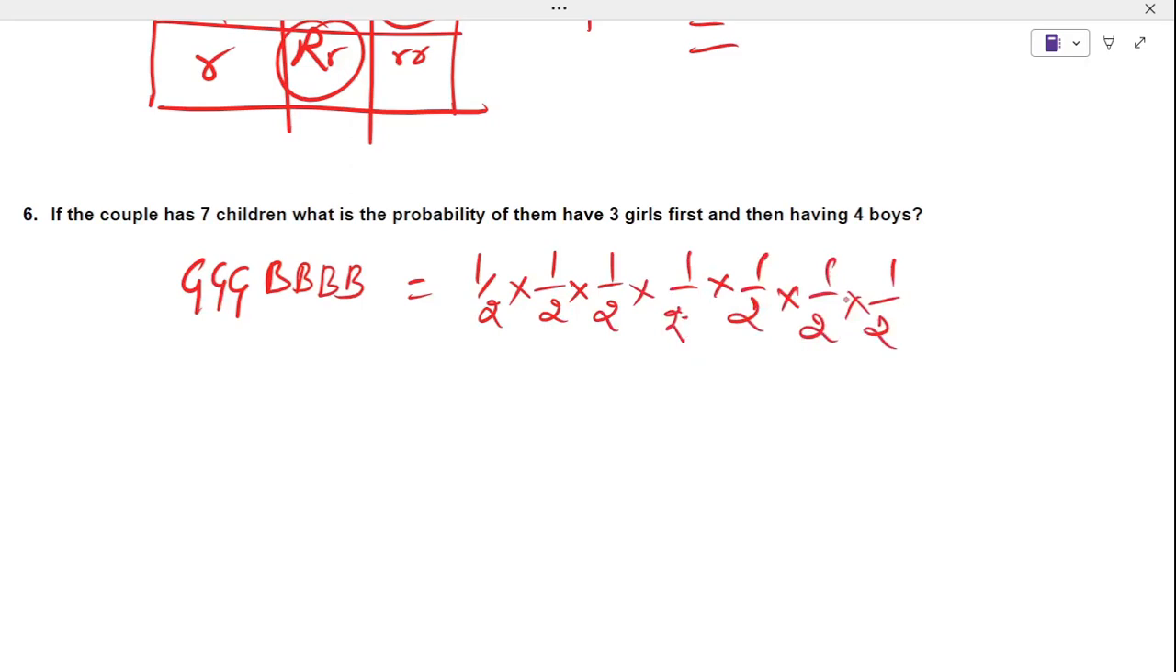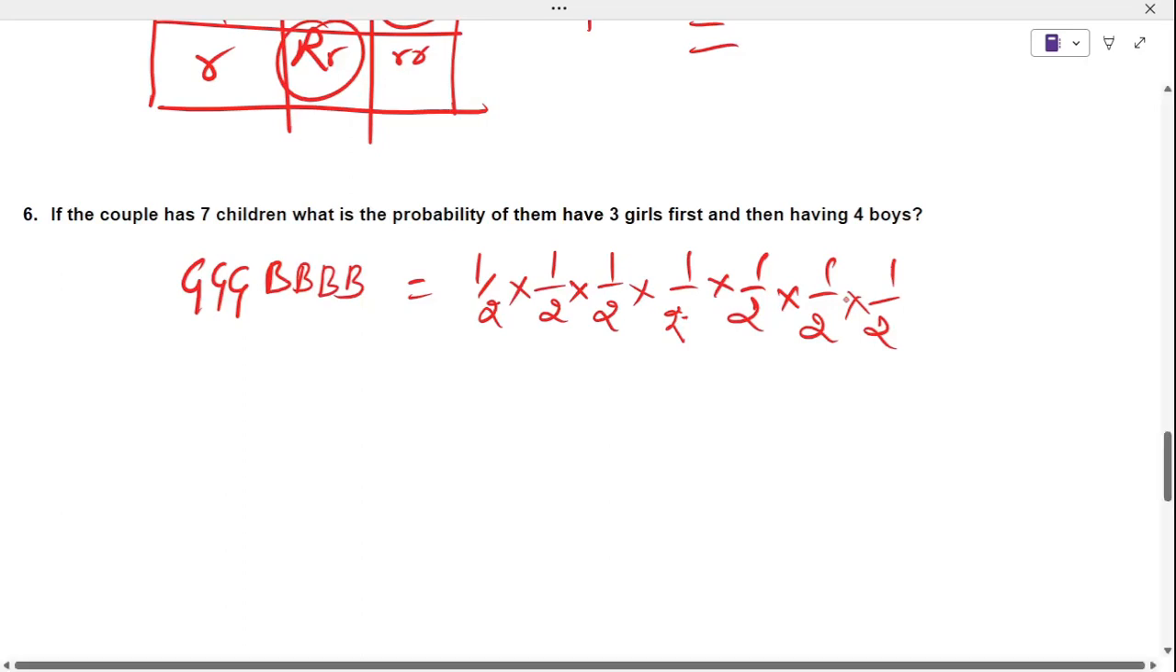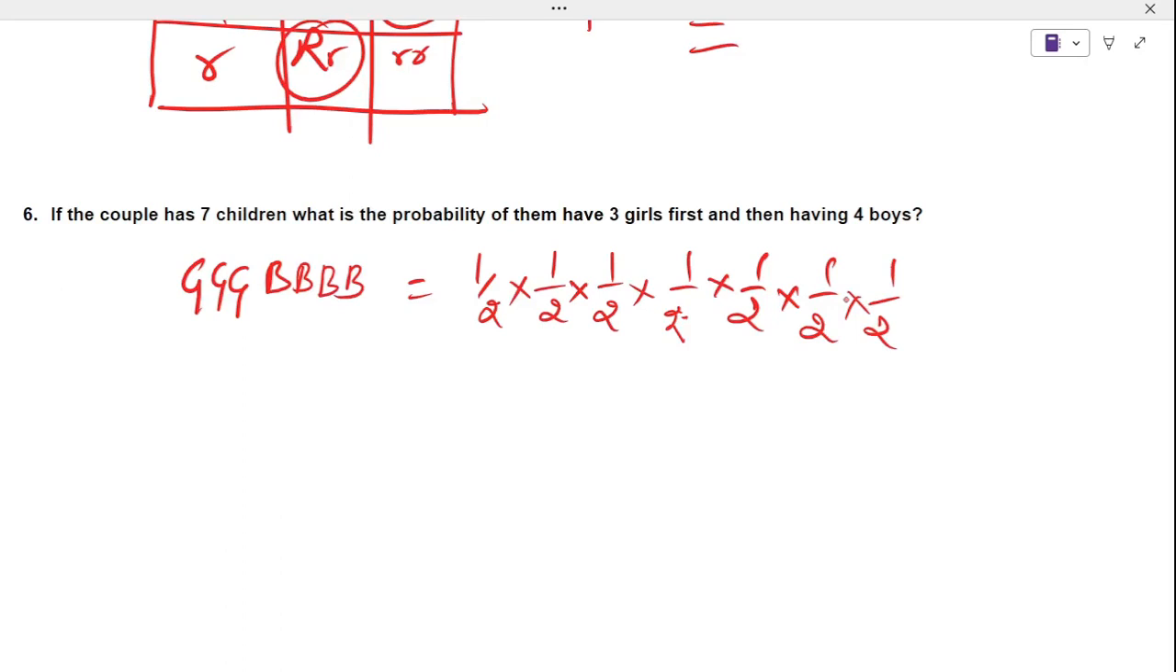So the total probability of that is 1 by 2 into 1 by 2 into 1 by 2 into 1 by 2 into 1 by 2 into 1 by 2 into 1 by 2. This is 3 girls followed by 4 boys. Then the answer is 1 divided by 128. Understand?